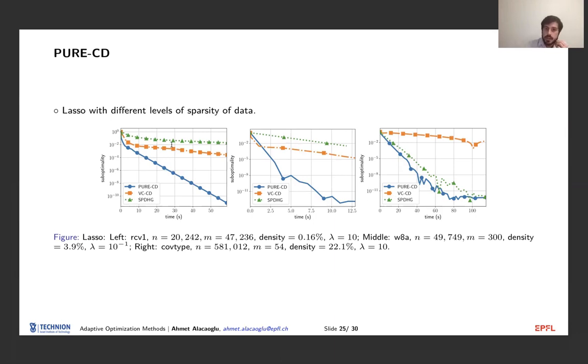these settings. And the other method that we compare here, which we denote as VCCD, is a method that adapts to sparsity, but it needs to use smaller step sizes than pure CD or SPDHG. So we see that in the dense setting, it's quite slow, but in the sparse setting, it can be better than SPDHG, but it's much worse than pure CD. This is what we observe.